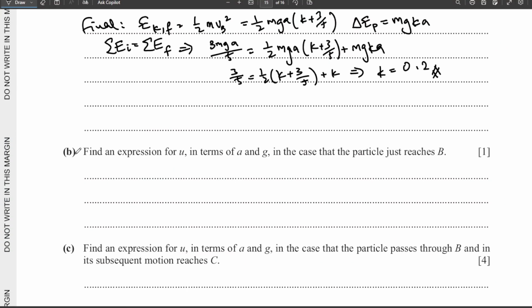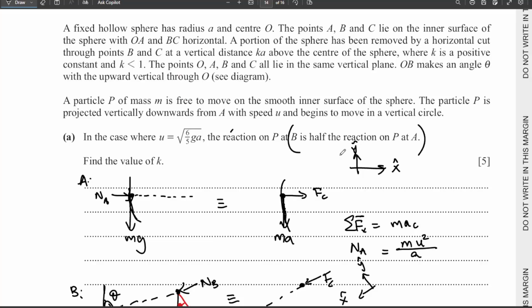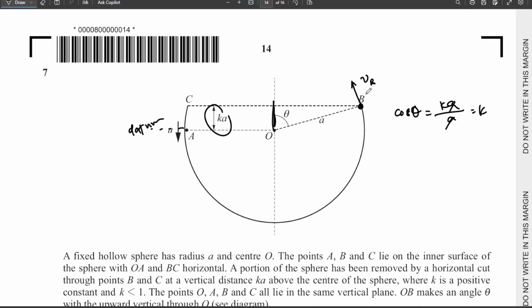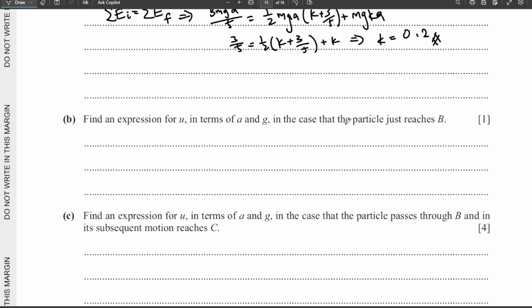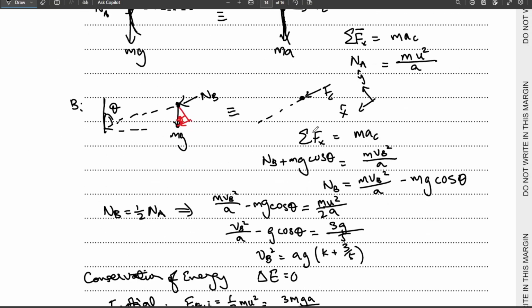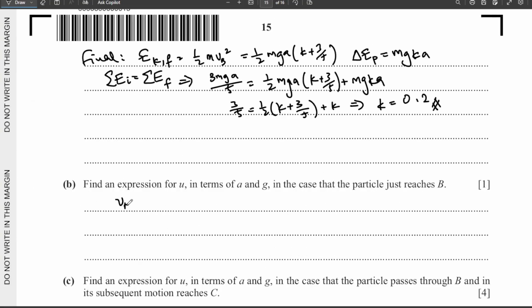Now part B: find the expression for u in terms of a and g in the case that the particle just reaches B. When it just reaches B, it means at this point the speed will be 0. So it uses up all the energy; the kinetic energy is lost and becomes gravitational potential energy. Again, we ignore friction, any work done by friction. So when it just reaches B, VB will be 0.